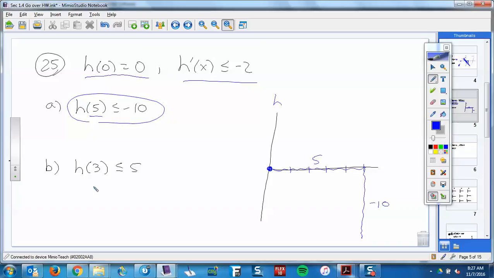Okay, then it says, now it asks it differently. One says explain or show that, and the other one says explain why this must be true. Basically the same question. And sometimes I might just say true or false, right? I might just say, could h of 3 equal 5, for example? But in this case, is it true that h of 3 is less than or equal to 5? True or false?